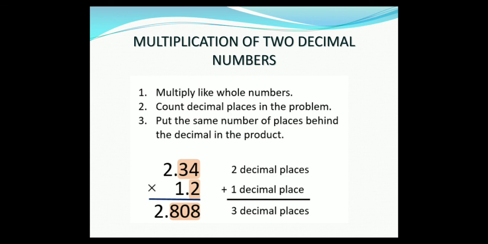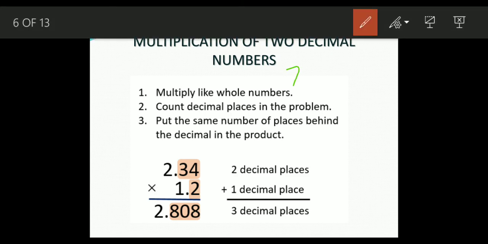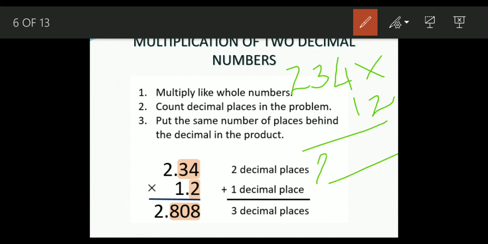Now we are going to learn, suppose you have two numbers to be multiplied and both the numbers are decimal numbers, how you will multiply. So that we are going to see. Okay, so here I have a question. 2.34 into 1.2. So I have to multiply 2.34 into 1.2. You can see 2.34, 1.2 both are decimal numbers. So first step, write the numbers like whole numbers. So you will write it as 234 into 12 and you will do the normal multiplication.